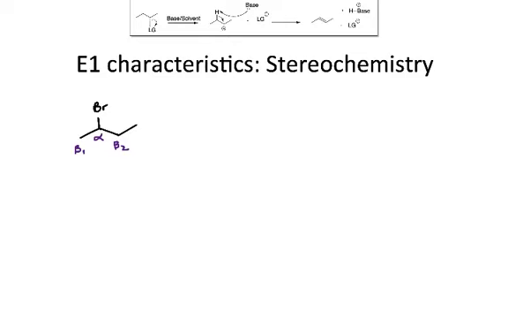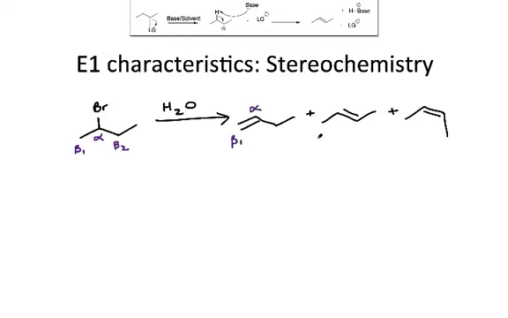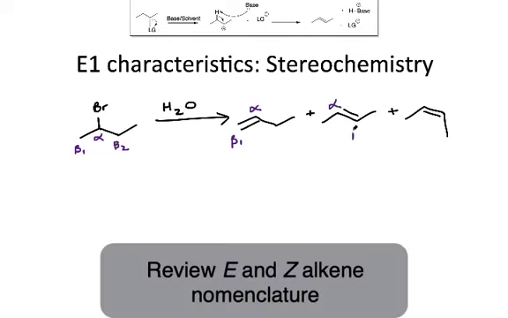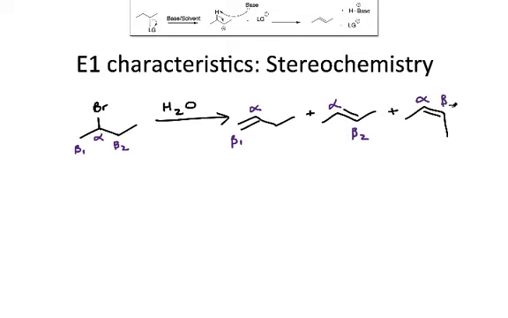If we eliminate, imagine again in the presence of water as the solvent, we can get the double bond between B1 and alpha. There are 2 types of alkenes that are possible, and 2 arrangements of the double bond between alpha and B2. There's the one in which the double bond forms and the zigzag remains intact. This is the E isomer. Remember to go and review E and Z alkenes if you haven't done so already. The other possibility is the Z isomer.